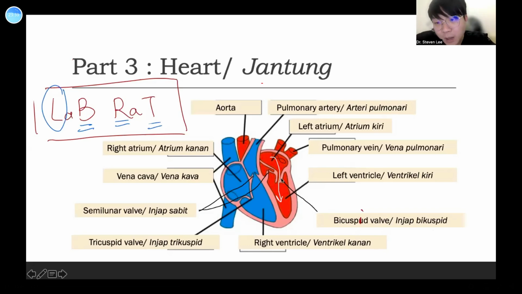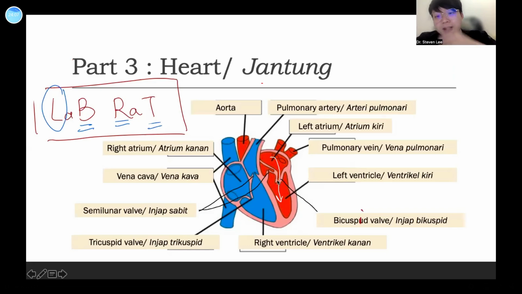The function of the bicuspid valve is to prevent the backflow of oxygenated blood from the left ventricle to the left atrium. So you kena jadi lebih specific. Jangan when they ask you what's the function of bicuspid valve, prevent backflow. Then you tak dapat, don't blame the teacher, sebab dia tak cukup specific. All the valves in this world are to prevent backflow, but the direction is what makes it different. So maksudnya apabila ventricle contract, injap ni akan tutup supaya darah tidak patah balik ke atrium.